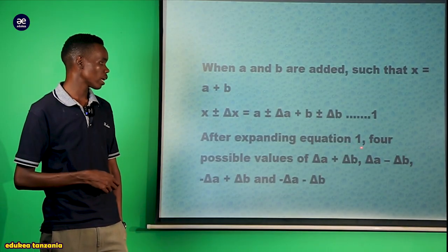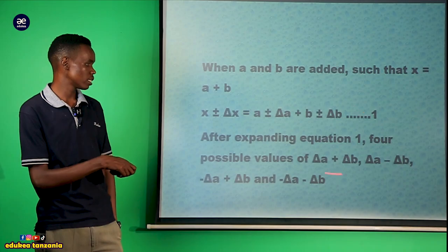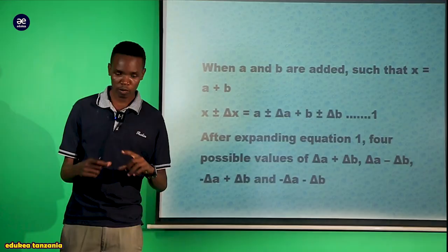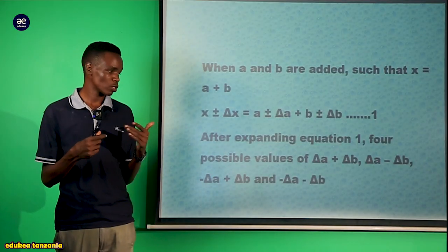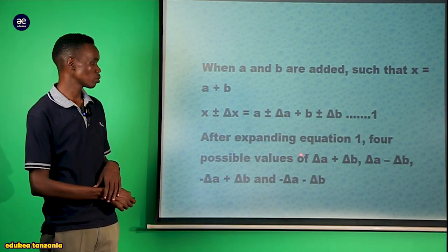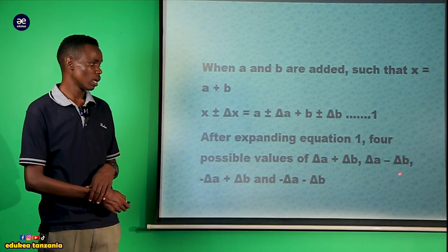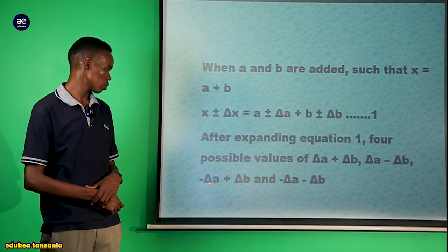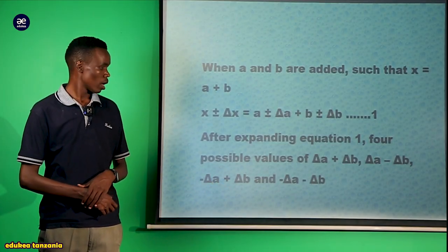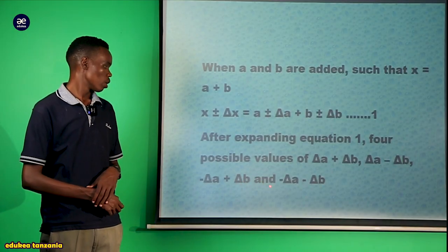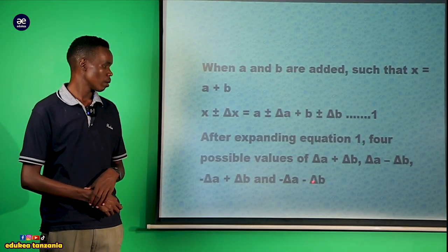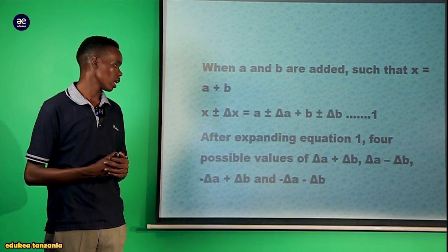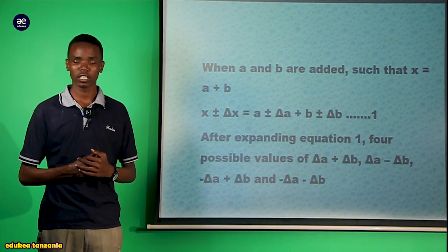So after expanding equation 1, four possible values will happen. Kwa baada ya kuexpand tutategemea kabisa kwamba 4 possible values zitaweza kuhappen. Tutapata absolute wa A plus absolute wa B. Pia tutapata absolute wa A minus absolute wa B. And finally we will also get negative absolute of A plus absolute of B. And also the negative absolute of A minus the absolute of B. This is how we can get 4 possible values during the summation.